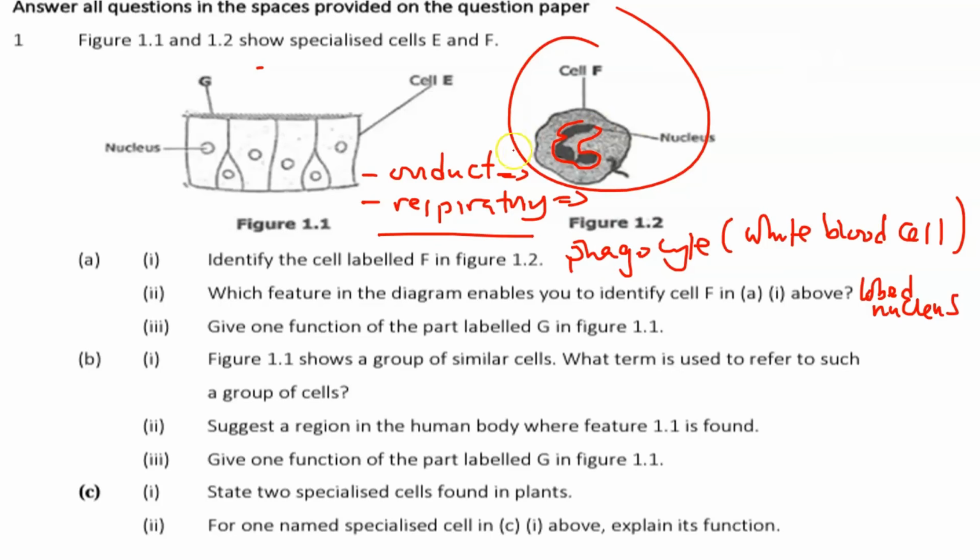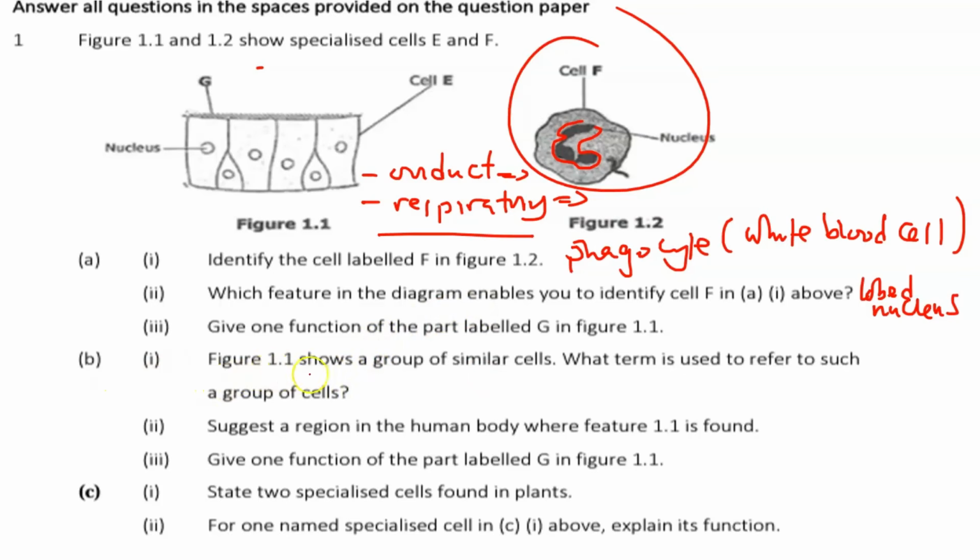Okay, so those are the two basic functions. The function depends on which part you are dealing with. So you can give any of those, and of course the mark will be given since the question was open. Okay, then the figure, that is B.